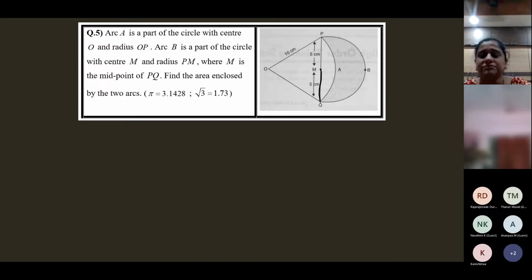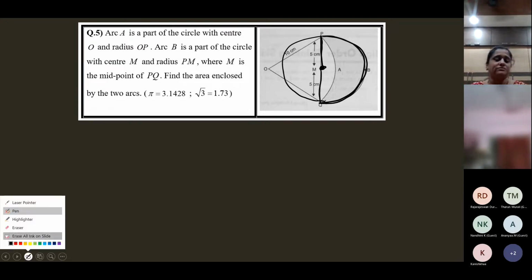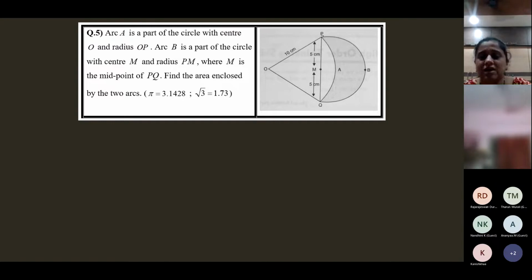This is the radius. So with M as center and 5 centimeters as radius, when you draw a circle, you will get this arc. So this arc is a part of the circle with center M and radius 5. This arc is a part of the circle with center O and radius 10. That is what is given.